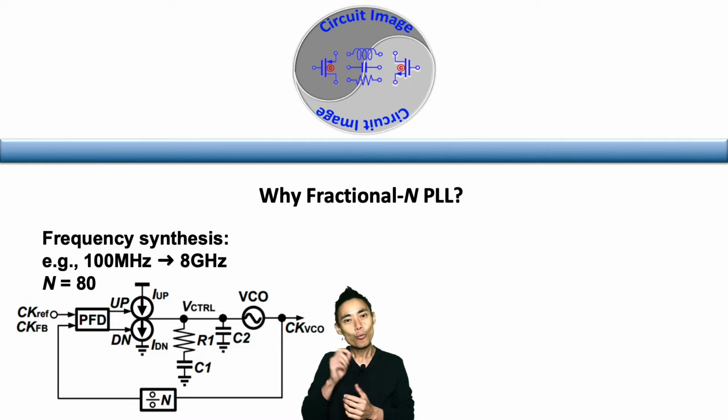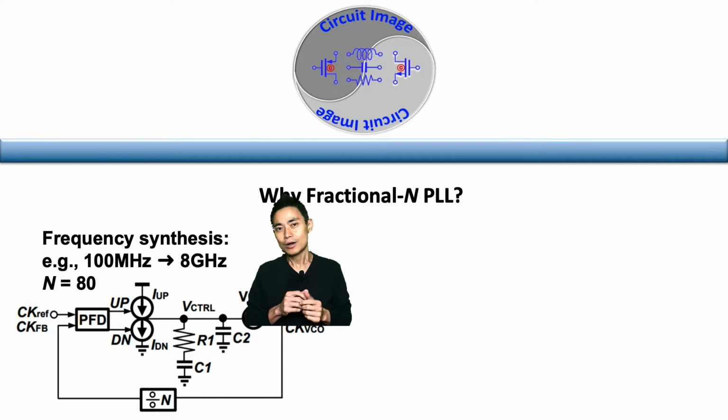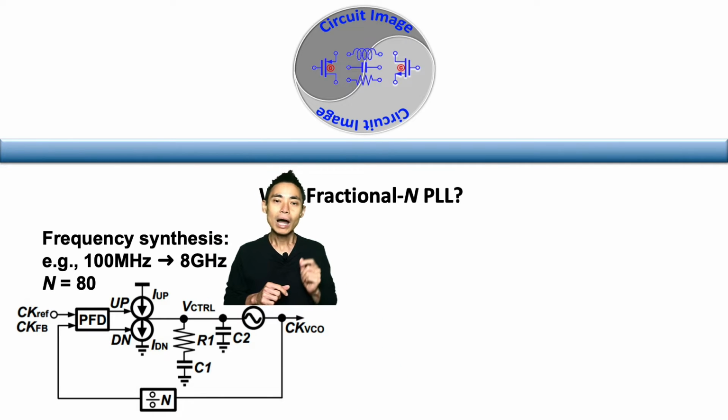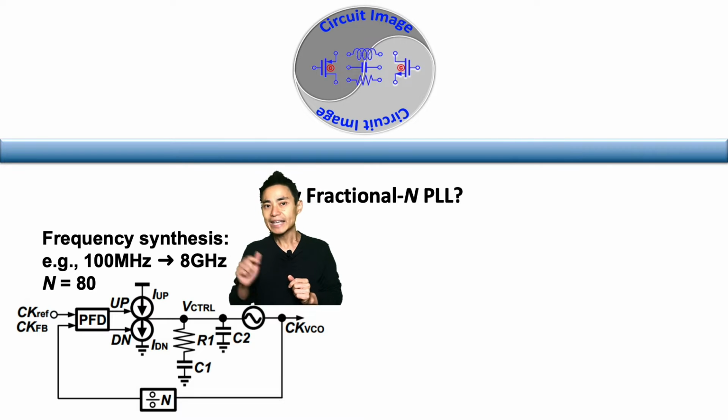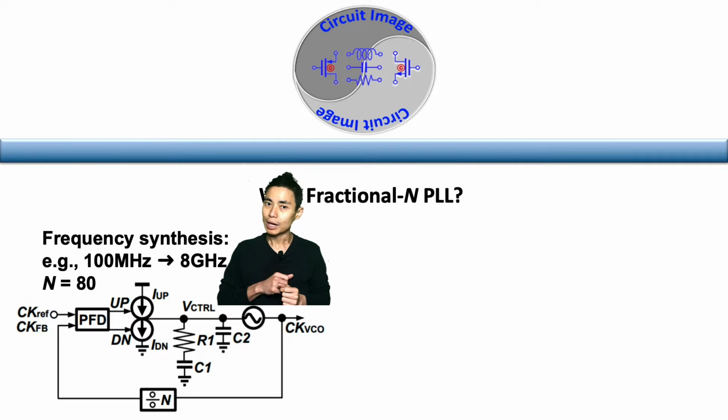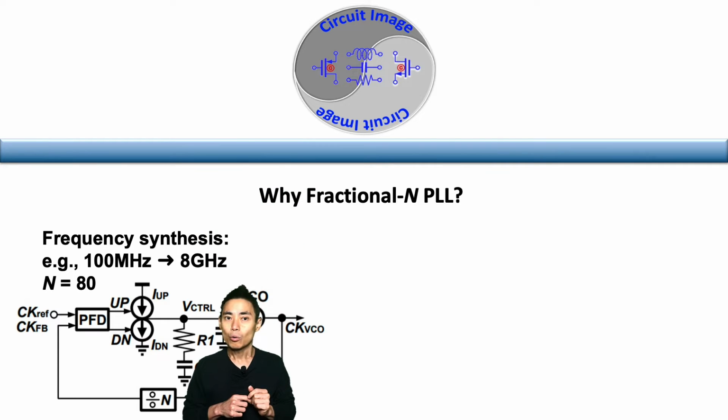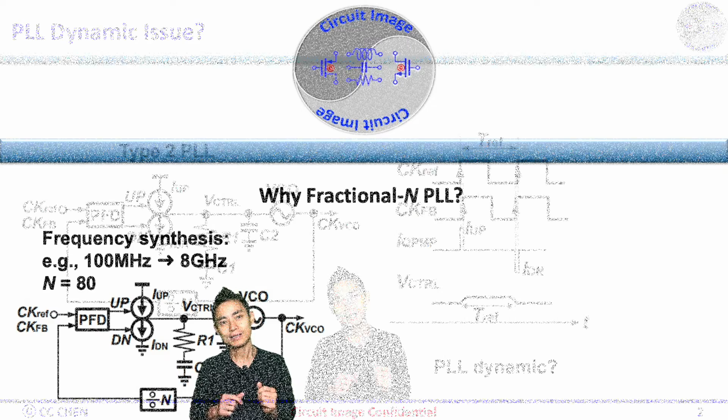After understanding why we need a Type 2 PLL, we might want to know other system-level insights of PLLs in frequency synthesis. For example, multiplying a 100 MHz reference clock to 8 GHz. In most cases, the multiplying factor, or the divide ratio of the feedback frequency divider, is an integer number. But we might need to know why we need the multiplying factor to be a fractional number in some cases.